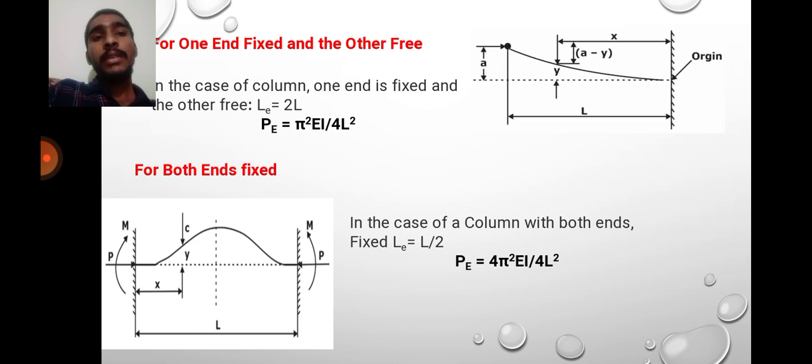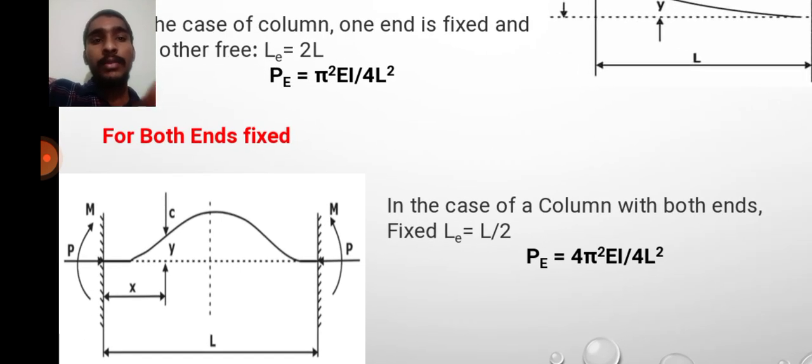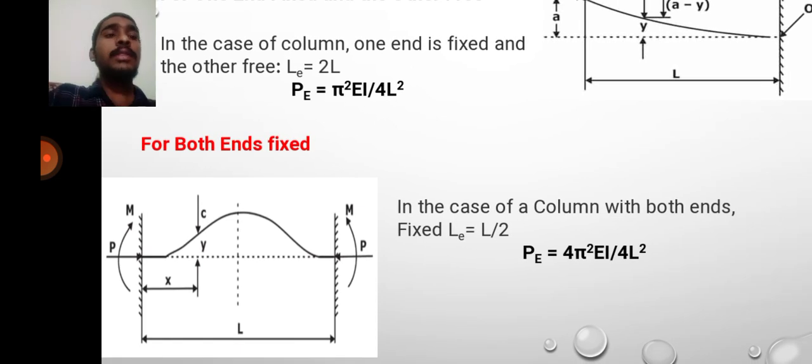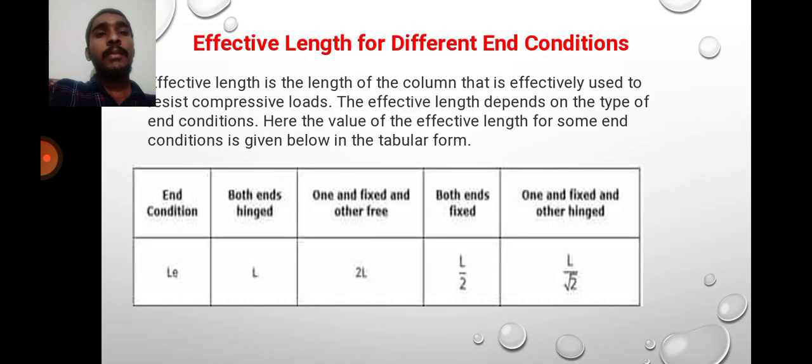For both ends fixed. If a column is fixed at both ends, this is the diagram. If both ends are fixed, the length will be L, and it tends to form a curve. In the case of a column with both ends fixed, Le is equal to L by 2, and the formula for both ends fixed is Pe is equal to 4 pi square EI by L square.